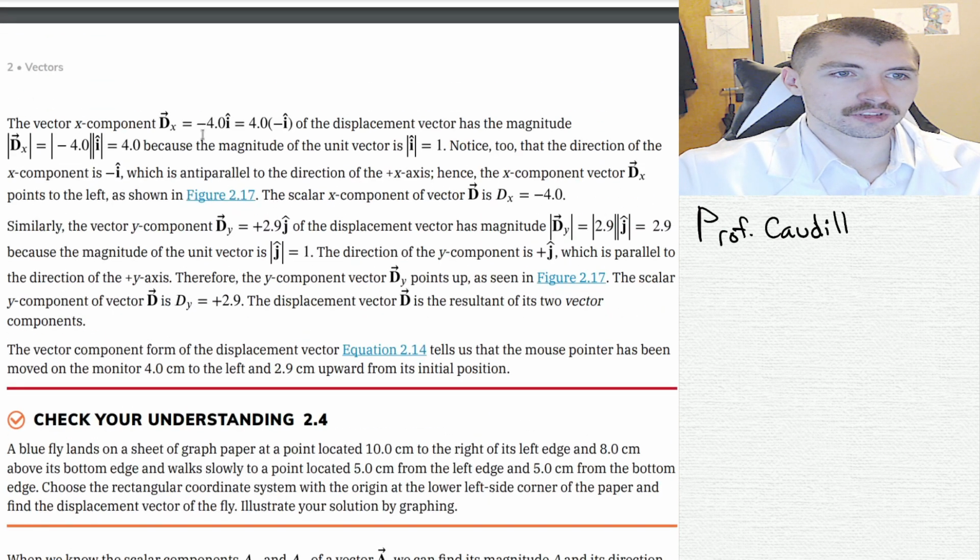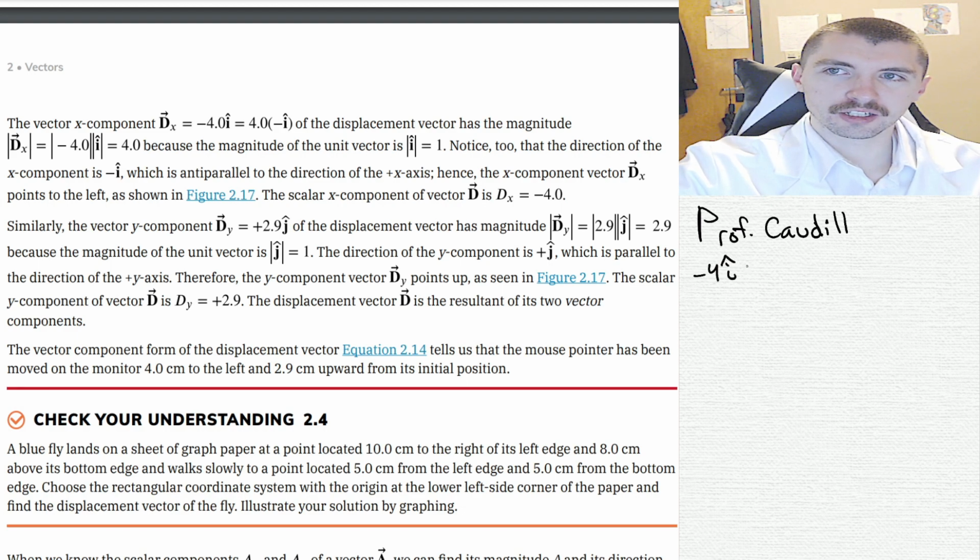So, vector x component. Remember last time, I hat is our x unit vector. He's showing this trick where negative 4 I hat, you can rewrite that as 4 negative I hat.